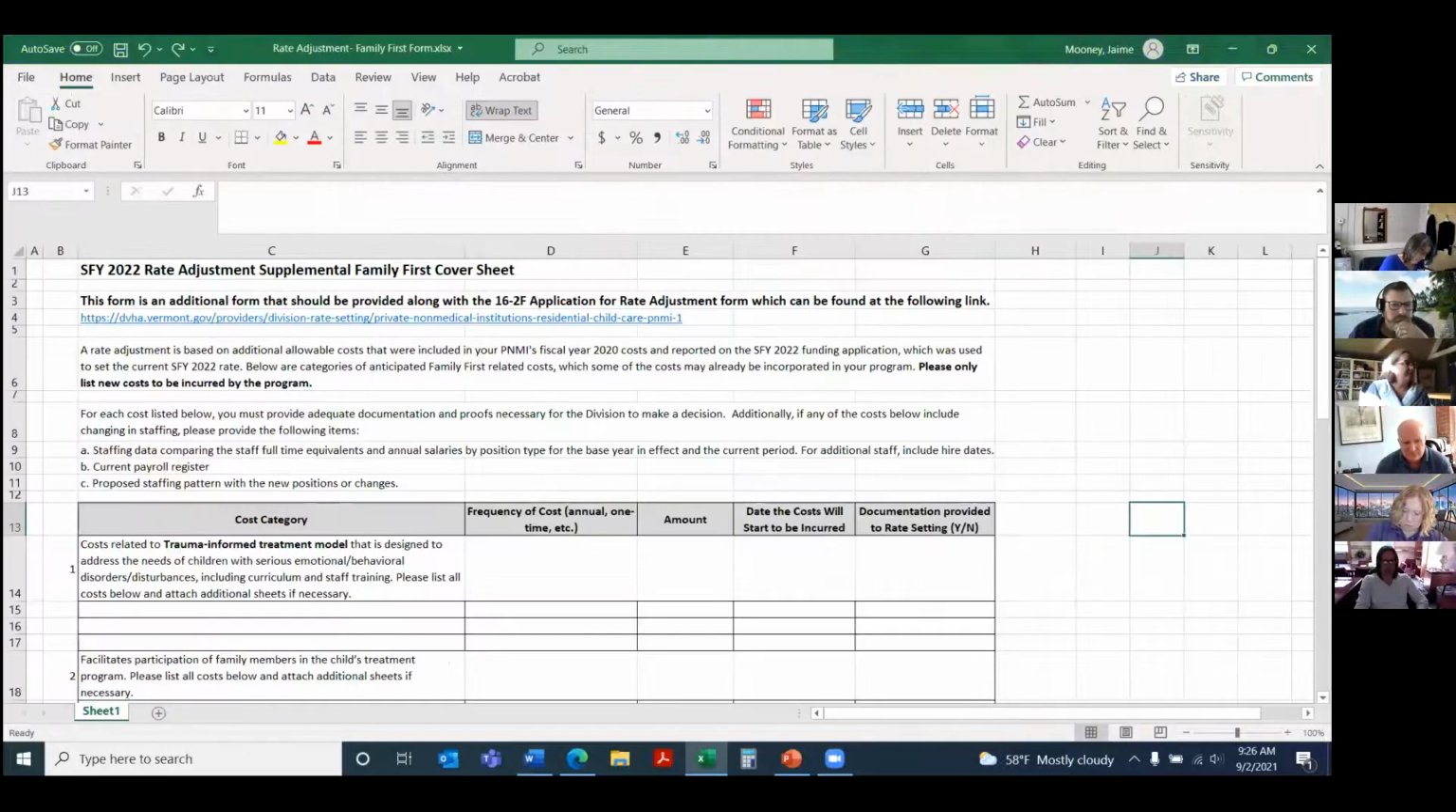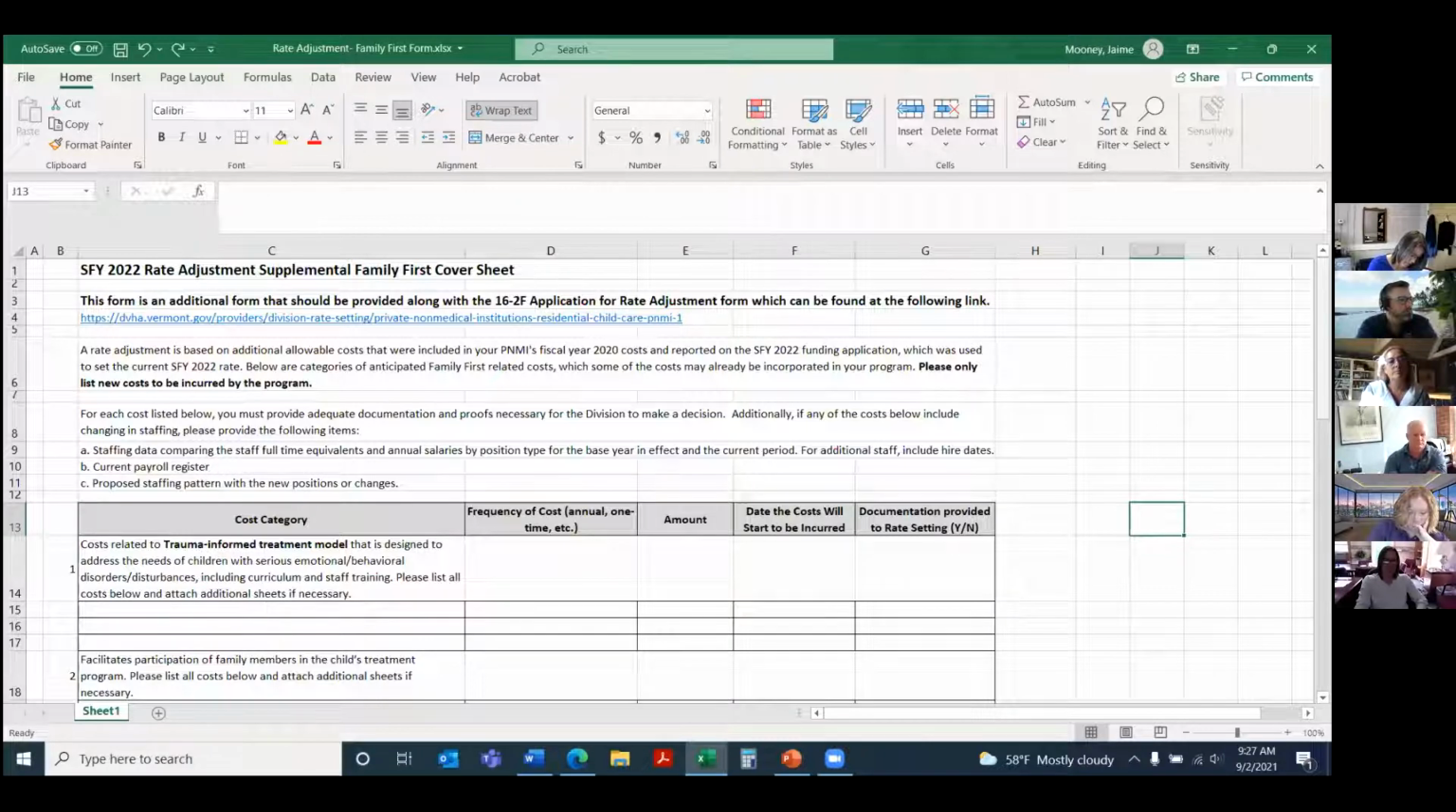It's a supplemental Family First cover sheet to make it straightforward for the providers on what we would like to see. And then also it's easier for us to go through each one if it's laid out the same way. So this form is an additional form that should be provided along with the 16-2F application for rate adjustment form, which we just went through. So we should receive both for a Family First rate adjustment request.